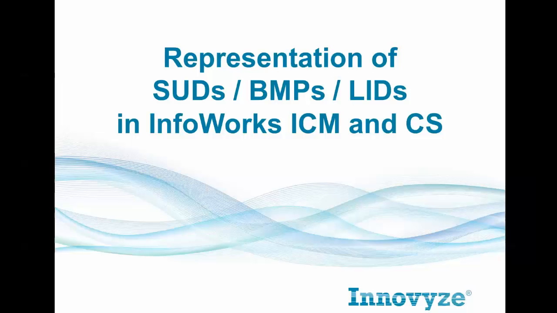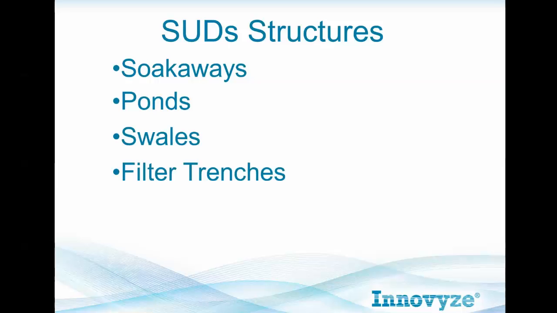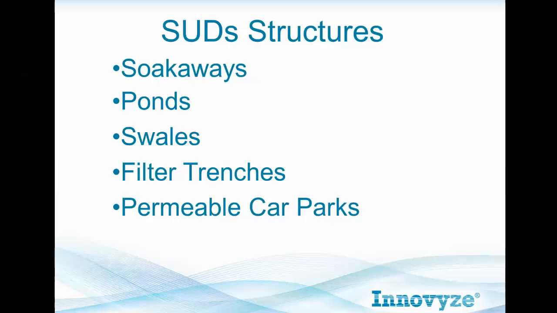So we're going to be looking at how these structures are represented in either InfoWorks ICM or CS in a group of presentations. Now, these are the structures that we're going to cover. They include soakaways, ponds, swales, filter trenches, permeable car parks, or green roofs.